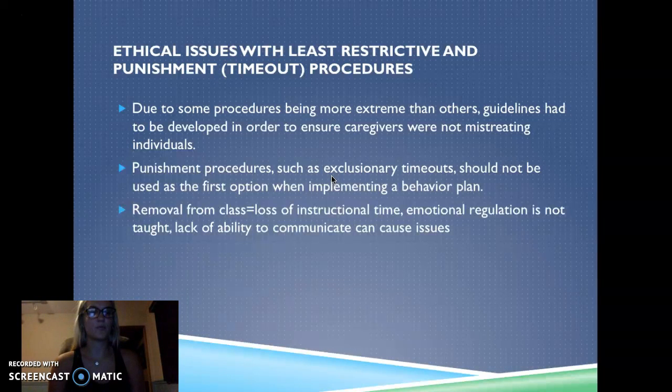It is important for board-certified behavioral analysts, or BCBAs, to be aware of the ethical issues connected with least restrictive and punishment procedures. There are many things that you can implement first before a professional should turn to timeouts.